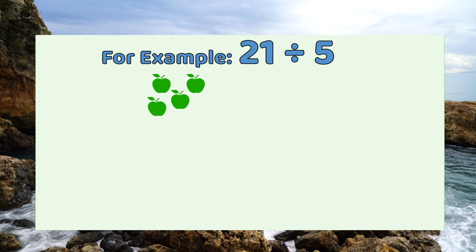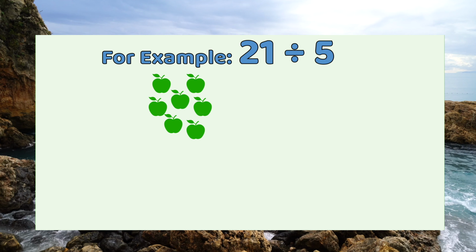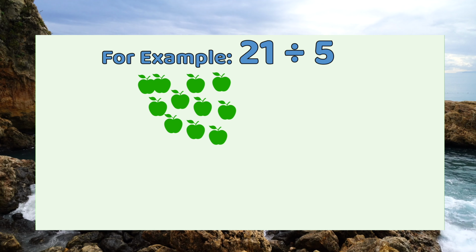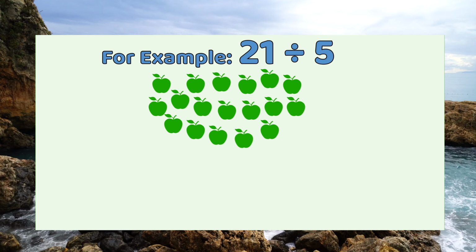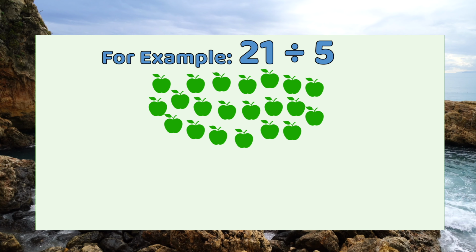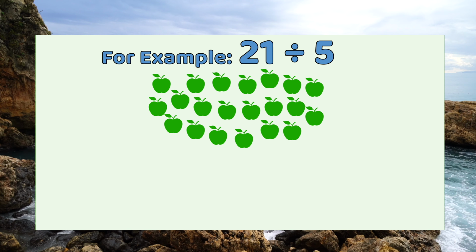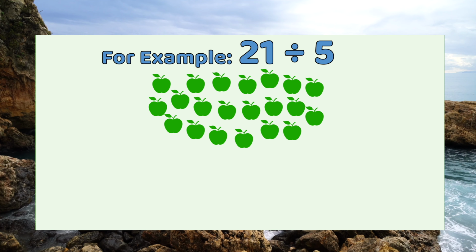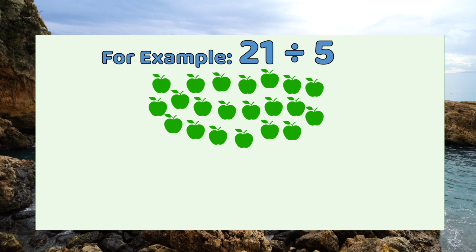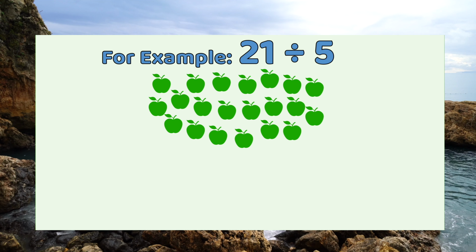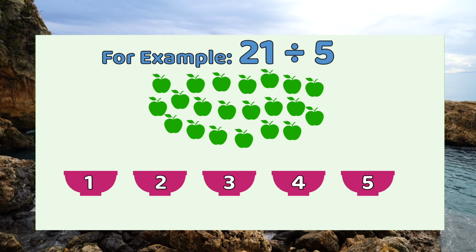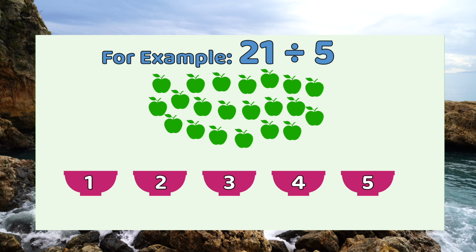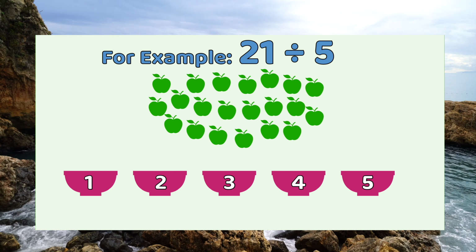Okay, 1, 2, 3, 4, 5, 6, 7, 8, 9, 10, 11, 12, 13, 14, 15, 16, 17, 18, 19, 20 and 21. Right, now we have these 21 apples and we would like to split them up into smaller groups of, as it says here, 21 divided by 5, so 5. So imagine 5 fruit bowls. 1, 2, 3, 4, 5. Okay, so now what we're going to do is share these 21 apples into those 5 equal bowls to see how many we have in each.